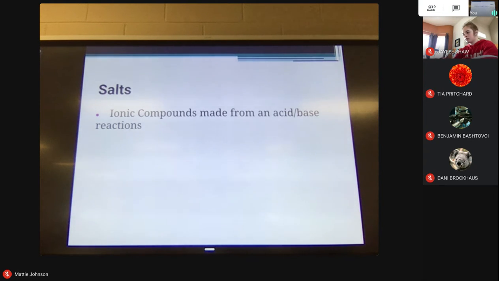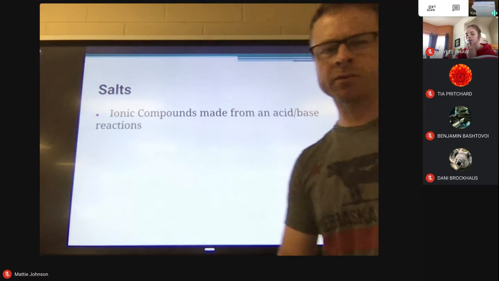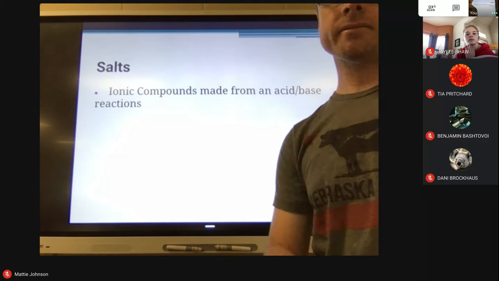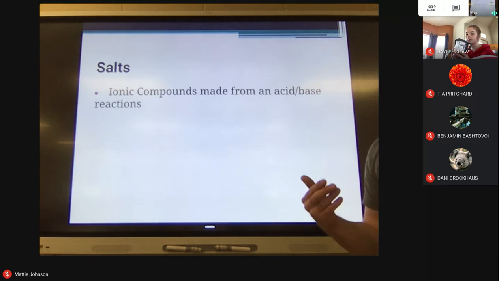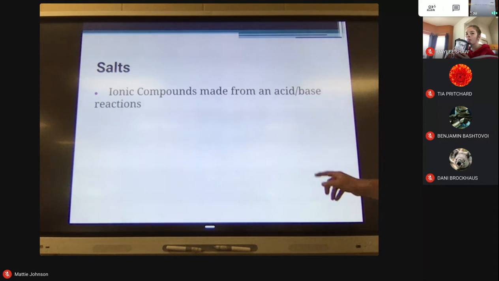Salts are ionic compounds that are made from acid-base reactions. An ionic compound is usually a metal and a non-metal, though it doesn't always have to be. You'll see some examples in a second that are not metals and non-metals, but they have positive ions and negative ions that come together. A lot of times, a traditional titration reaction makes salts. For example, last year in titration we reacted HCl with NaOH and made NaCl, traditional table salt.